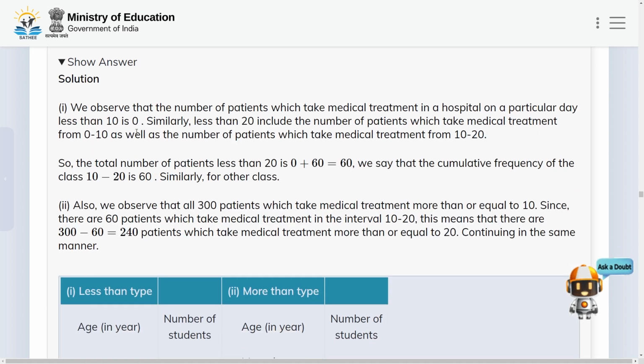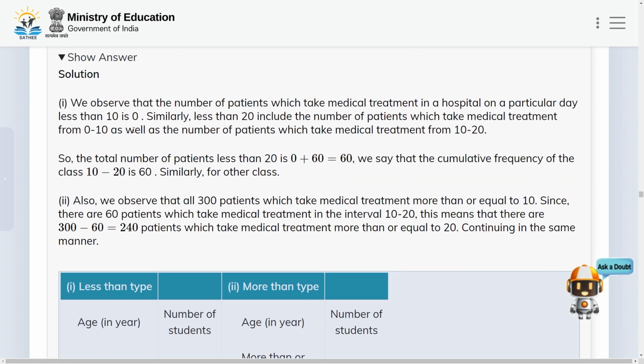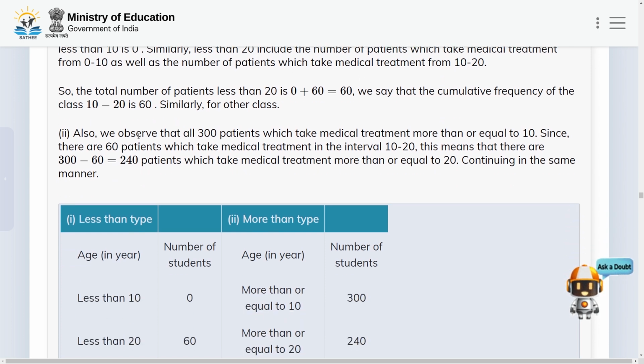Okay, so here we observe that the number of patients who take medical treatment in a hospital on a particular day at less than 10 is 0, and similarly less than 20 includes the number of patients from 0 to 10 as well as the number of patients from 10 to 20. So the total number of patients less than 20 is 0 plus 60, that is equal to 60, and we say that the cumulative frequency of the class 10 to 20 is 60.